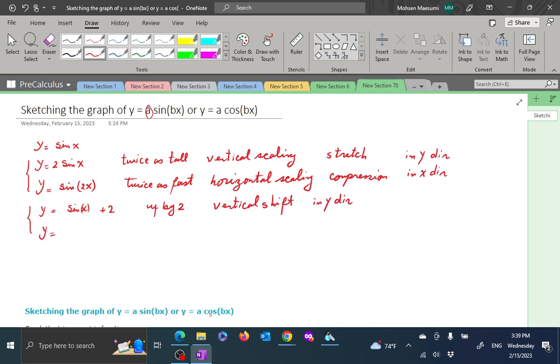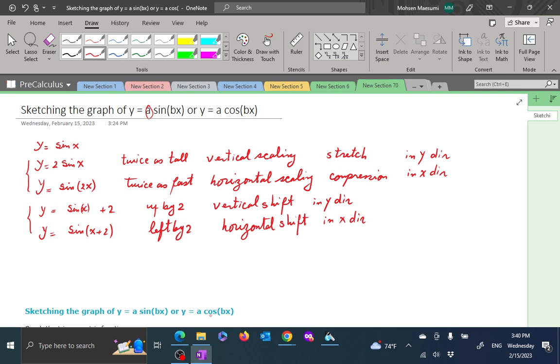How about y equals sine of (x plus 2)? What does this mean? Are you ready? You want to guess what's going to happen? You remember this is left by 2. So this is a horizontal shift. So of course this is happening in the x direction. These are the primary movements. Two shifting, two scaling, and each of them either in x or y direction.